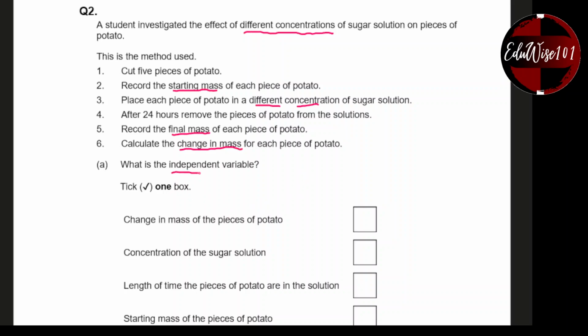What is the independent variable? Now, the independent variable is what you are changing on purpose in an experiment. That is the effect, different concentrations. So, concentration of the sugar solution is the correct answer.